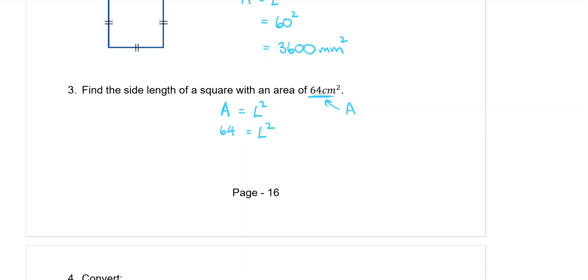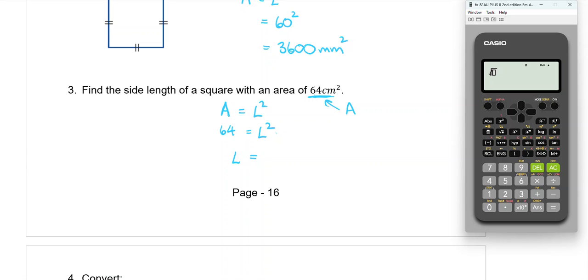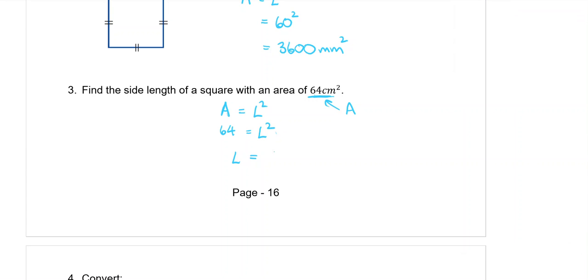However, if you don't like the guessing method, the opposite of squaring something is to square root it. So to find the L on your calculator, you can type in the square root of 64 and it will give you the 8. So the length is equal to 8 centimetres.